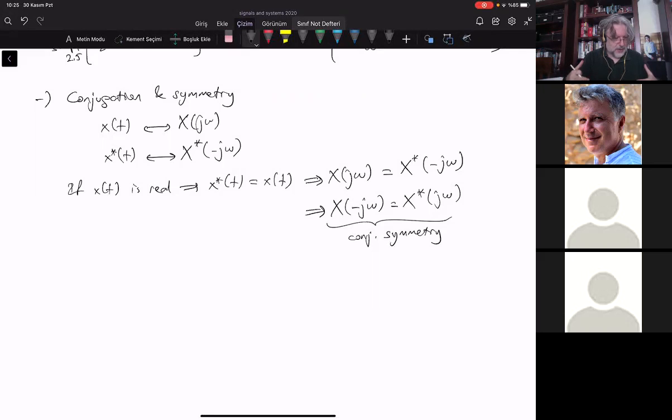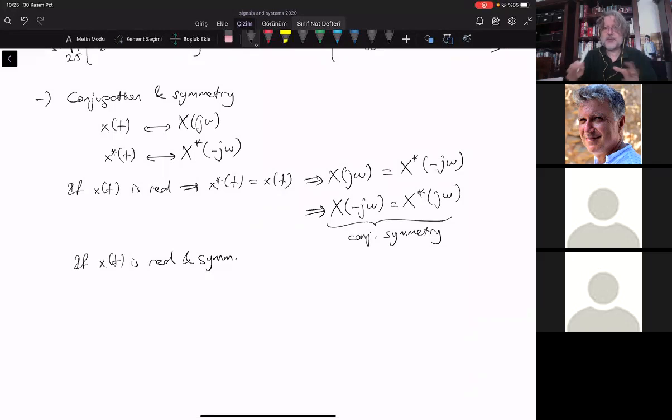But we have even one further thing about it. If x of t is real and symmetric, so it's also an even signal. In other words, x of t is an even signal. You remember cosine t? What was the Fourier transform of cosine t? It was 2 impulses. So cosine is a symmetric signal, and its Fourier transform is real. But if it is antisymmetric like sine, then its Fourier transform will be imaginary.